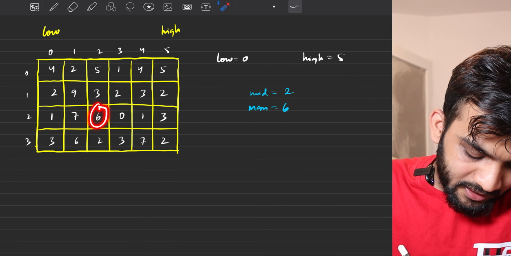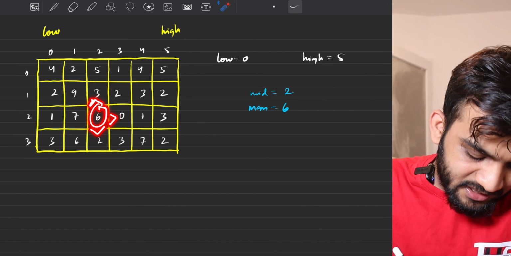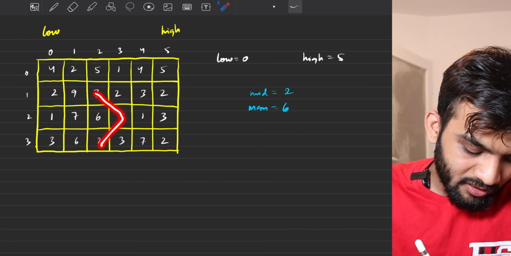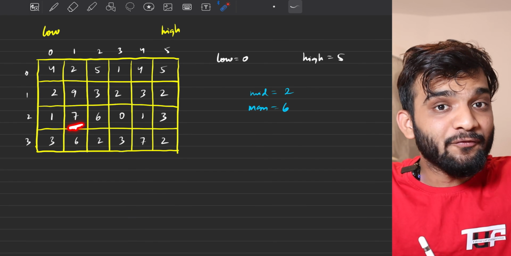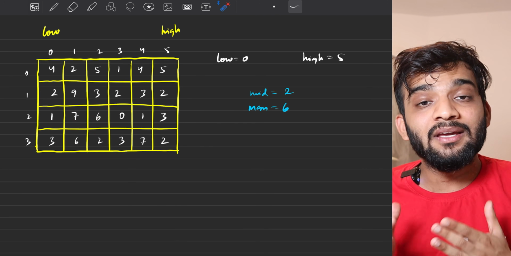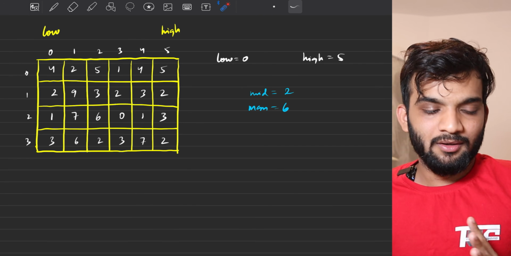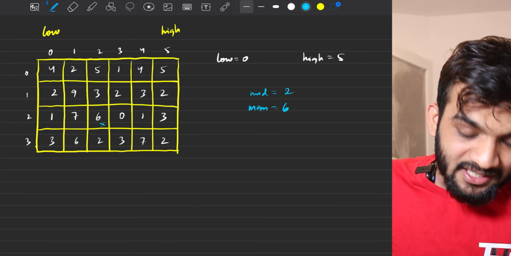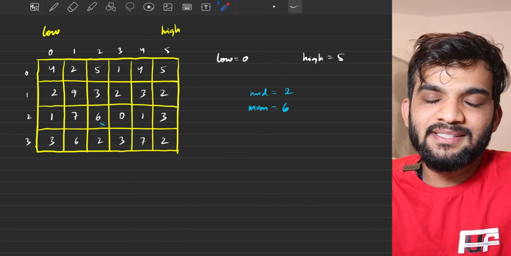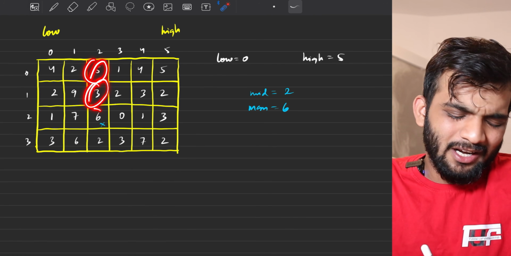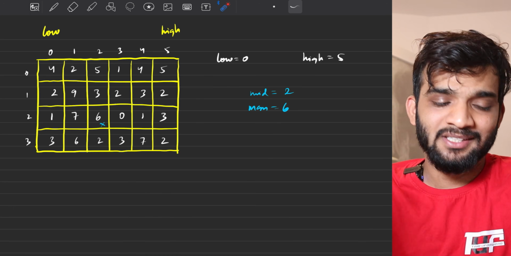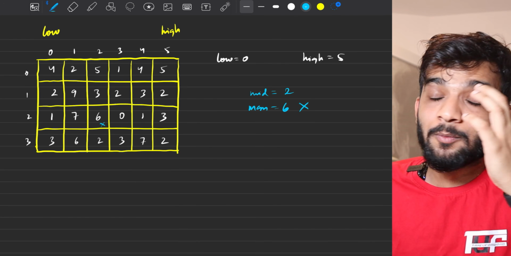I stand at 6. It's greater than all its 3 counterparts, but it's not greater than its left counterpart. Thereby, 6 cannot be a peak element. Hence, you say that 6 cannot be a peak element. Now you need to omit some portion, because 6 can never be a peak element. And if you go on checking every element, you will not be able to optimize. So you don't go and check every element. You check for 6 and you say that this is not my peak element.